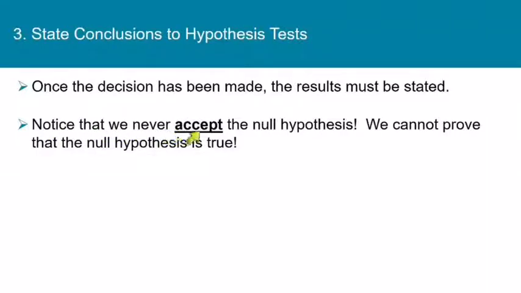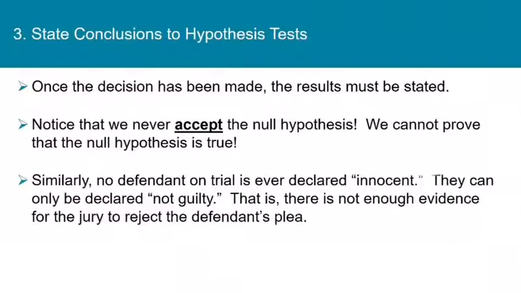Now, notice that we never accept the null hypothesis. You can't prove that the null hypothesis is true. Similarly, no defendant on trial is ever declared innocent. They only can be declared not guilty. In other words, if the jury finds someone not guilty, that means that there was not enough evidence for the jury to reject the defendant's plea of not guilty. So the jury never comes back and says, we believe this person is innocent. They only can ever come back and say, we believe that the prosecutor didn't prove this person is guilty. Do you see the difference?